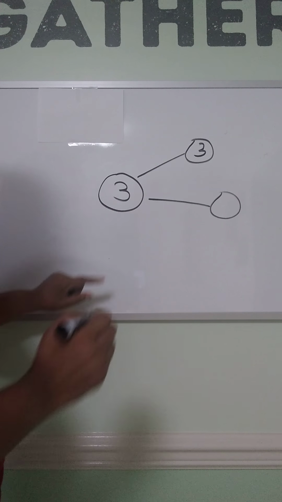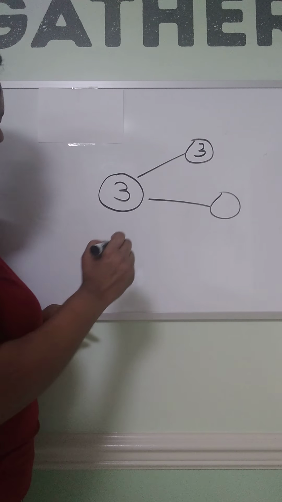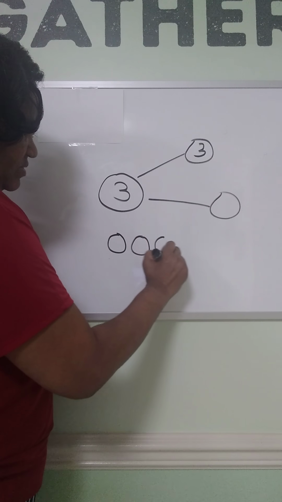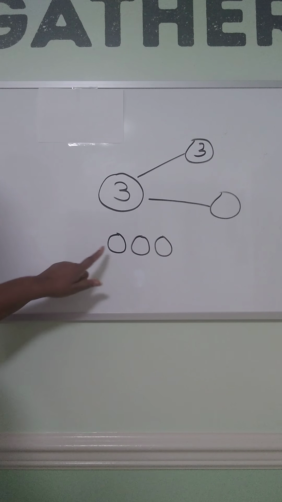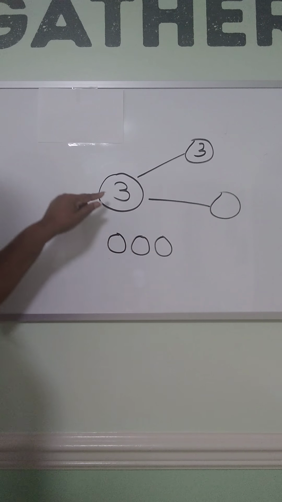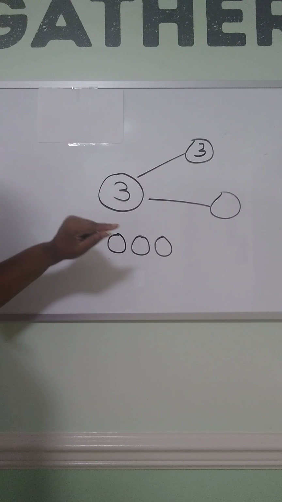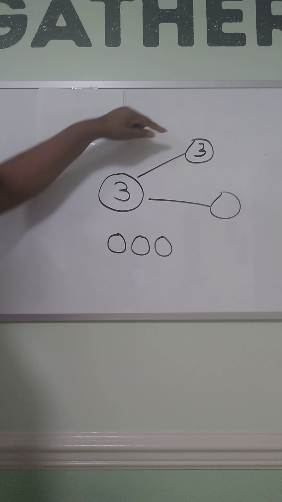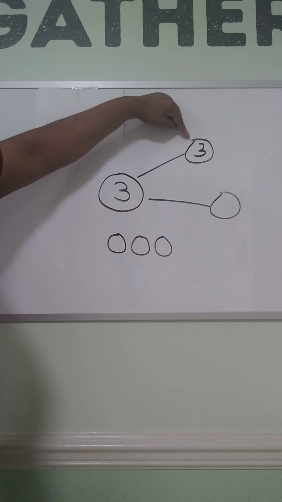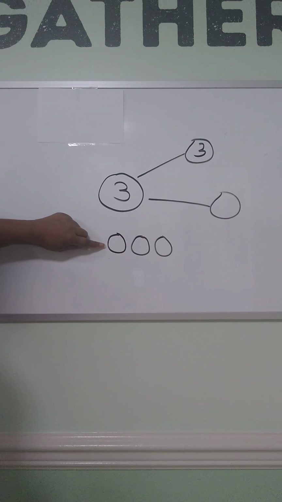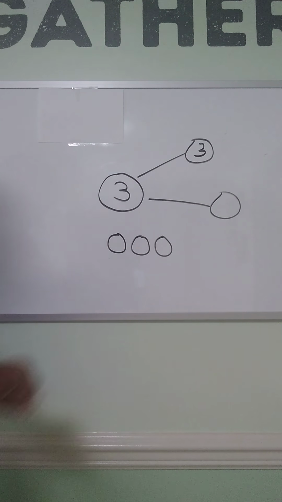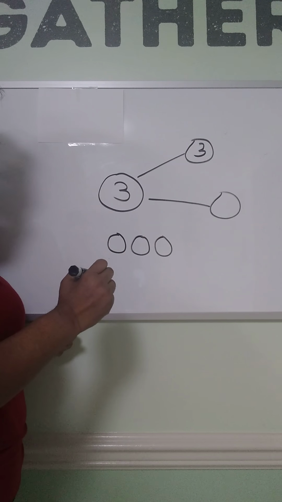We have 3. So I'm going to draw 3 circles. 1, 2, 3. So now we've dealt with the whole number. Let's go up and look at one of the part numbers. It says take away 3. I have 3, but I'm going to take away 3. Okay, let me take away 3.